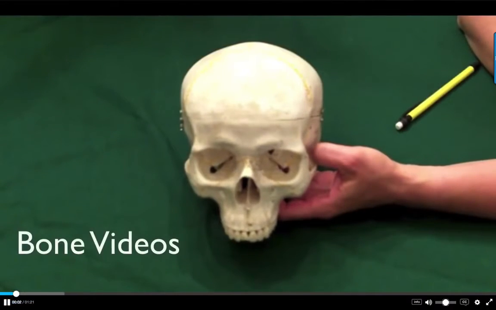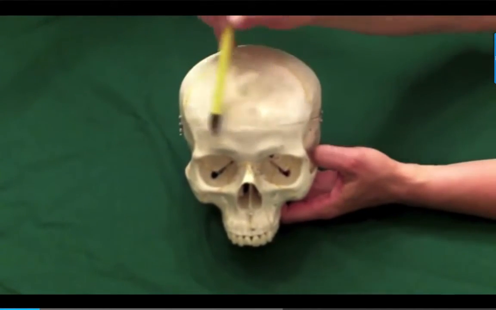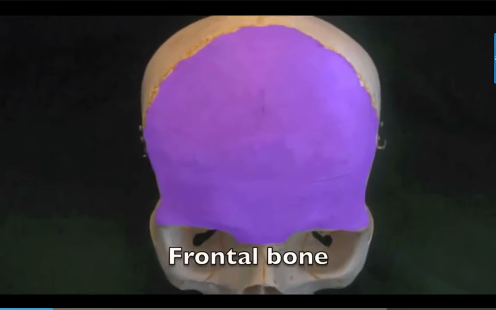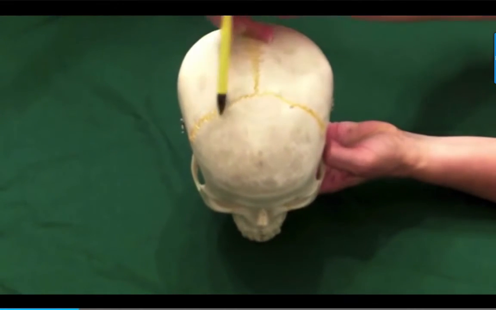The cranium is the part of the skull that encloses the brain. It's made up of the frontal bone, which ends at the coronal suture.